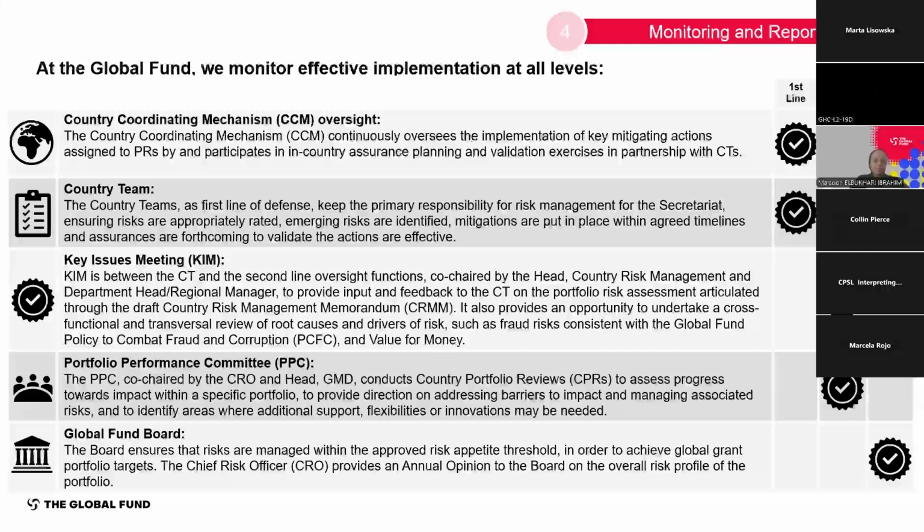So as risk department, we report biannually to the board committees. The board committees advise the board on a specific risk or make recommendations for decision-making. And then the chief risk officer reports twice per year to the board and provides once per year an annual opinion on the overall risk profile of the portfolio. So this wraps up the presentation on country risk management in the context of Global Fund grants.